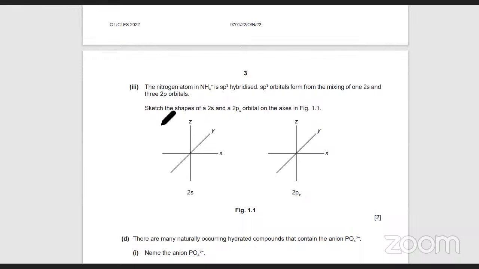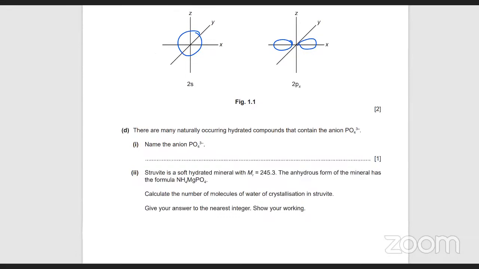So what is the question? Okay, sp3 orbitals form from the mixing of one 2s and three 2p orbitals. Sketch the shape of a 2s and a 2p orbital on the axis. It's got nothing to do with sp3 hybridization. You're just supposed to show the shape of a 2s. So 2s is spherical, and 2px would be the p orbital on the x-axis. Okay, that's it. It had nothing to do with sp3 hybridization.